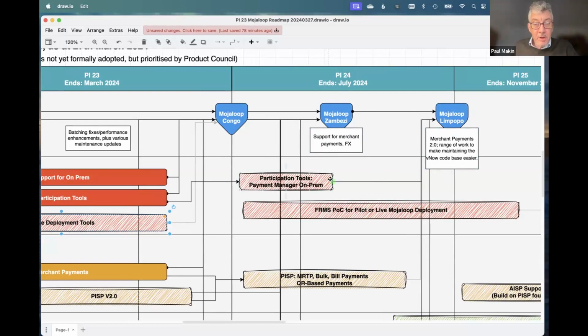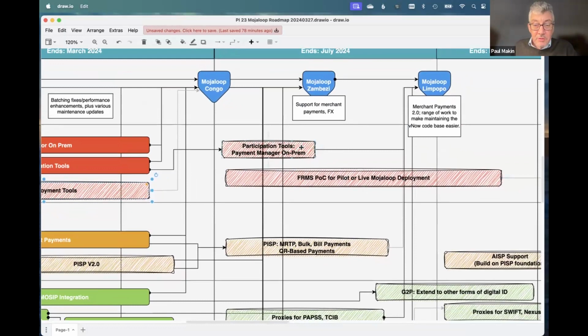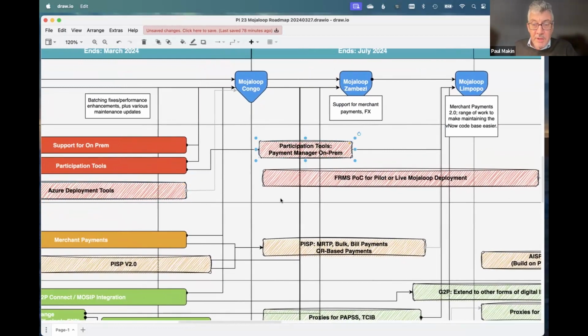So within pillar 1, we anticipate 2 work streams within the next PI. The first one is going to be about participation tools and combining our on-premise work. So we're going to finish off the on-premise stuff, and also we're going to be looking at how we make Participation Manager deployable on-premise. The purpose behind this is we are looking to make the usability, the cost of Mojaloop for small financial institutions as affordable as possible.